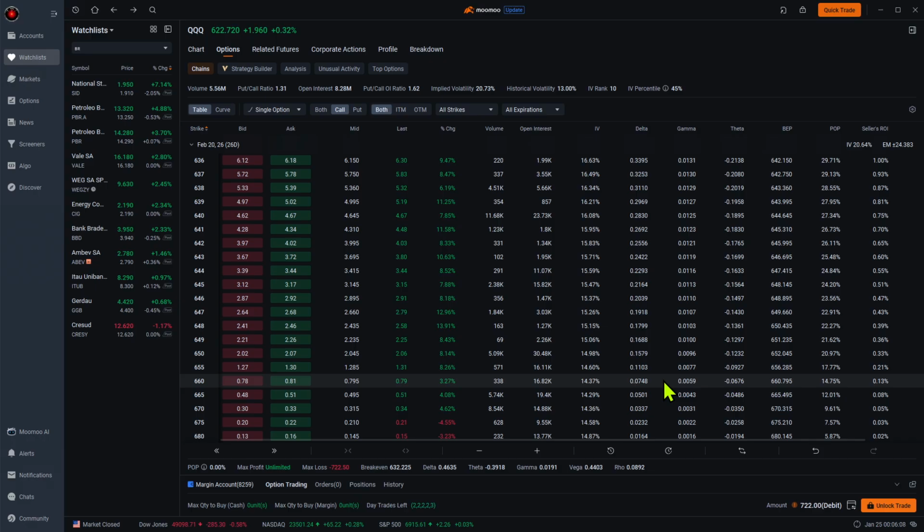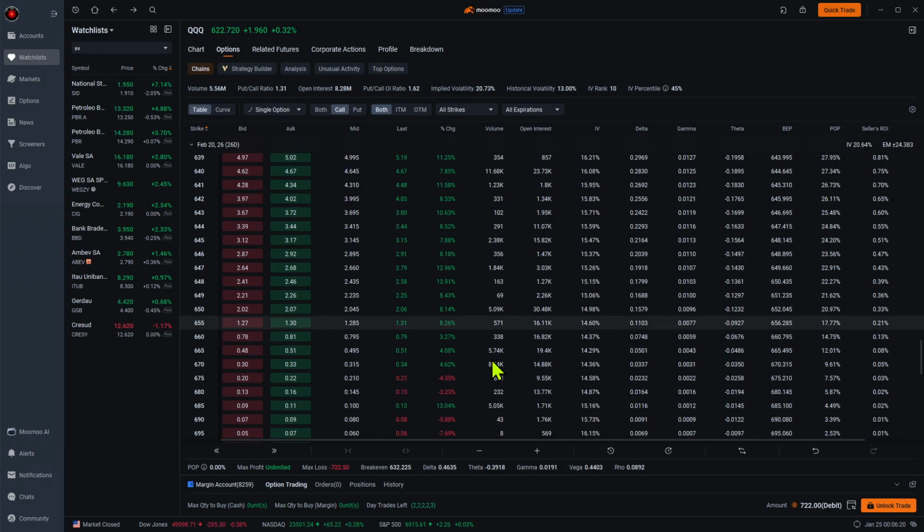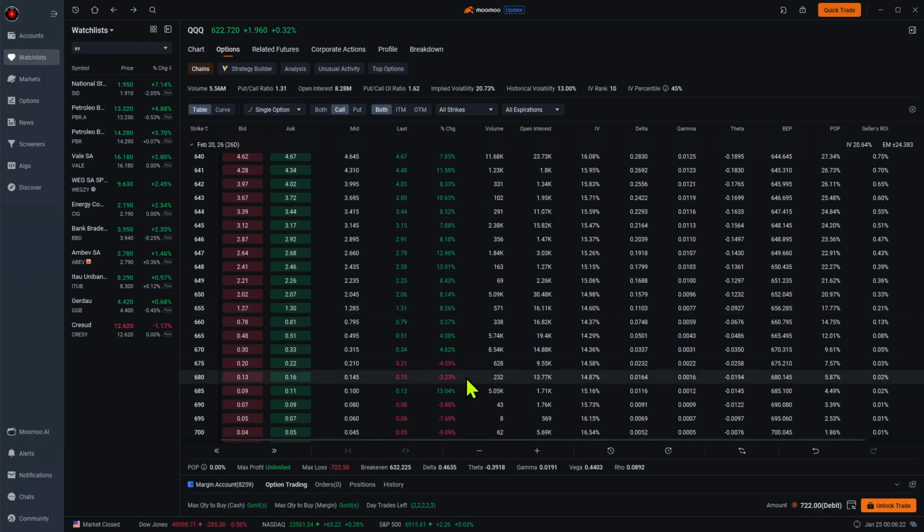Where my delta is still over. Oh, sorry, some of these. I have some of these, the 650s. And then I have some of these, the 680s. And see, these are just about, for every dollar that Q goes up, these stay the same.